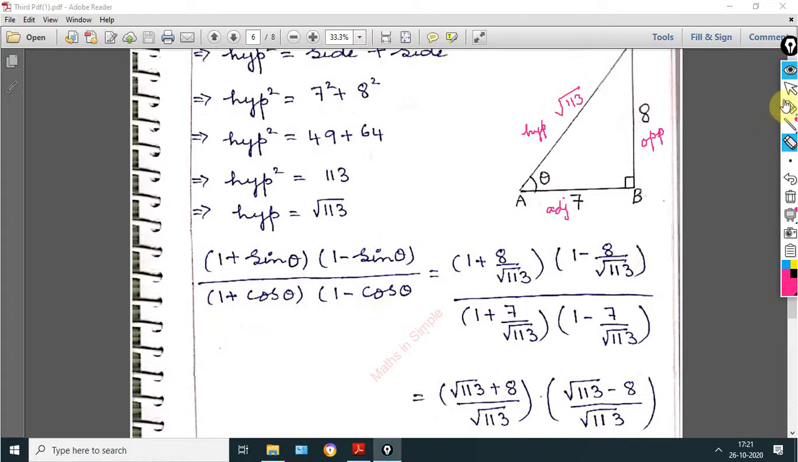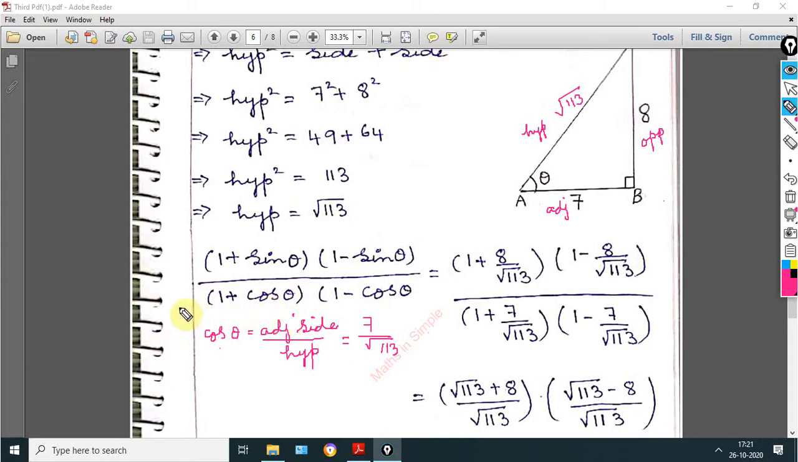Say, what is the cos theta formula? Yes, cos theta equals adjacent side by hypotenuse. So, by seeing the figure, what is the value of the adjacent side? Yes, the adjacent side is 7. So, we are writing 7 by the hypotenuse value, which is under root 113. So, under root 113, we got the cos theta value.